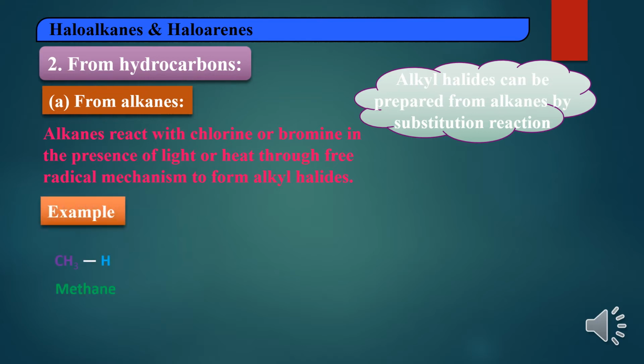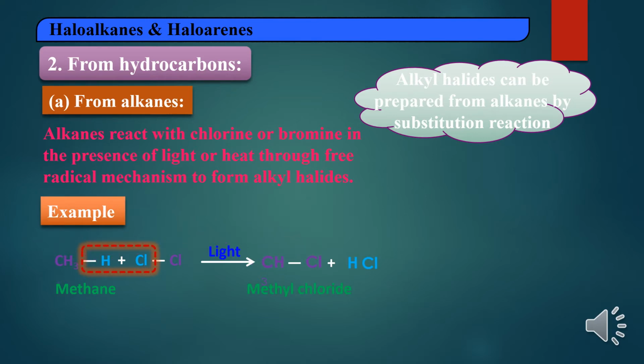Now take an example. Methane, CH4, when it reacts with chlorine, Cl2, in presence of diffused sunlight or UV light, that reaction we call a photochemical reaction. There will be formation of free radicals, then the free radical mechanism takes place. We have studied chain initiation, chain propagation, chain termination. Like that the reaction takes place and the product obtained is chloromethane.